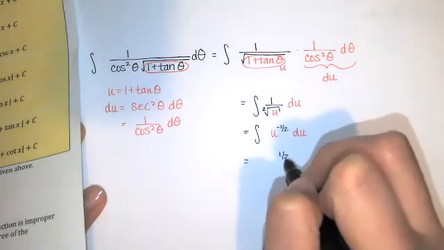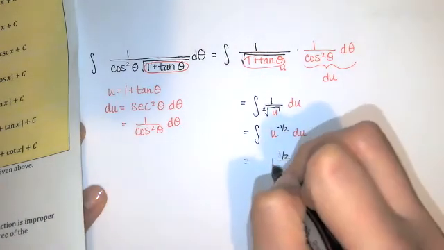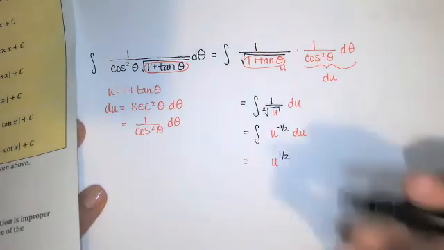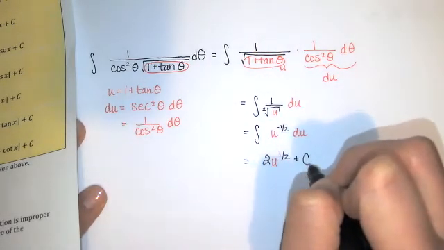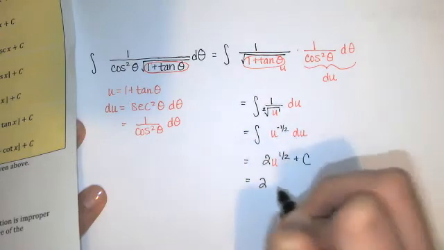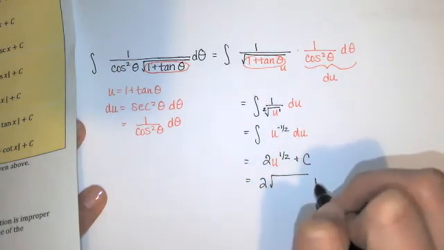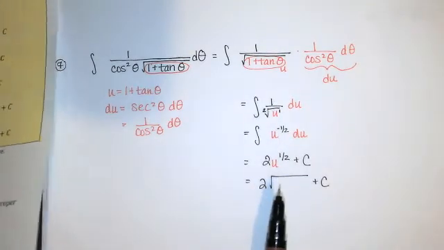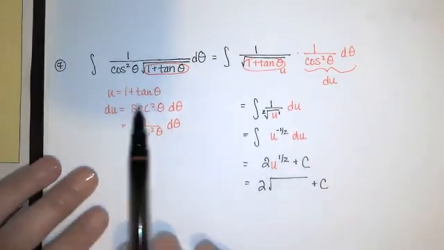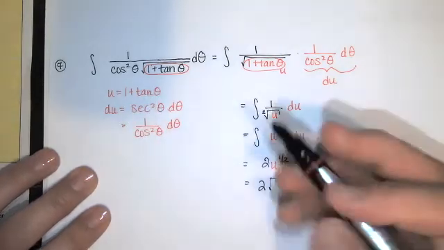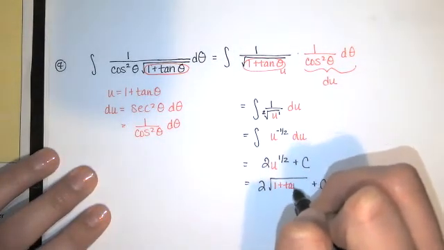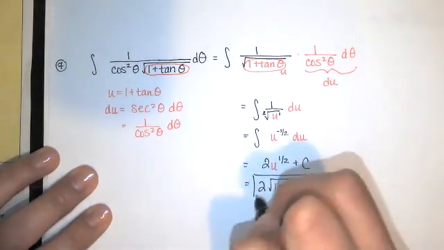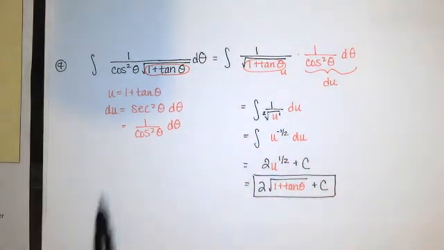Then we add 1 to the exponent, and then divide by the new exponent. Dividing by 1/2 is the same as multiplying by 2. Don't forget to add c. And this 1/2 power is the same as the square root. So in order to finish the problem, I replace u with whatever it was in terms of the original variable, which was theta. And that's my answer.